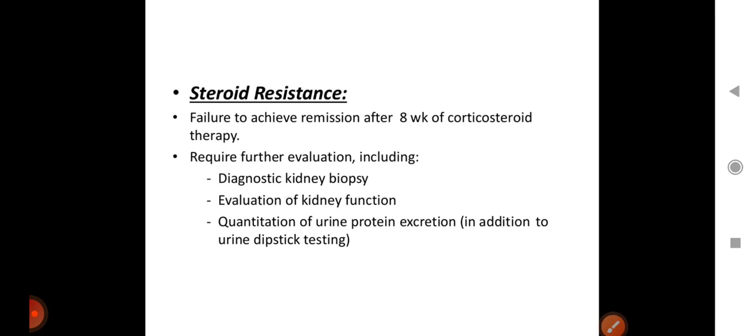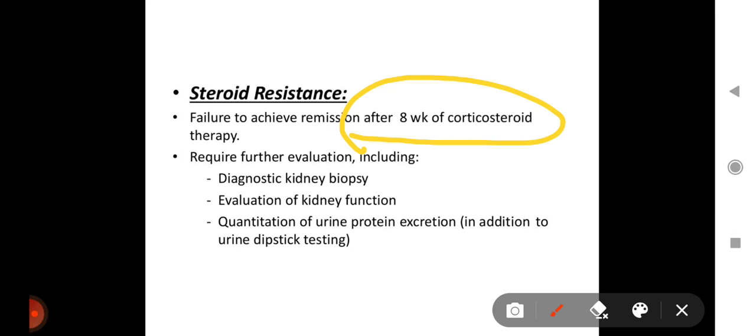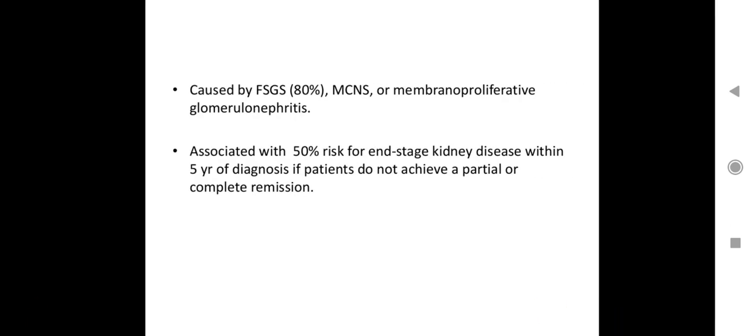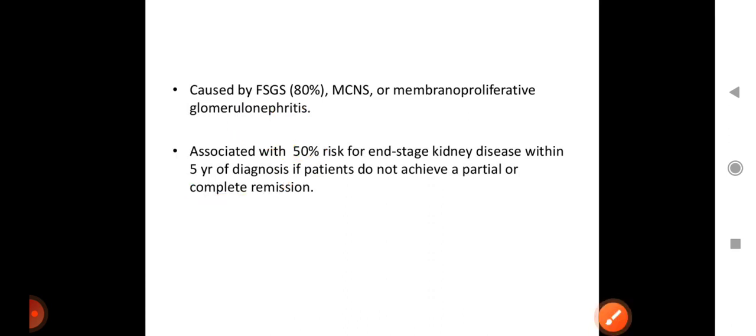For steroid resistant cases, there is failure to achieve remission after 8 weeks of corticosteroid therapy. If you have given steroid for 8 weeks and there is no remission, then it is tagged as steroid resistance. This requires further evaluation, including diagnostic kidney biopsy, evaluation of kidney function, and quantitation of urine protein excretion. It may be caused by FSGS in 80% of cases or other varieties of nephrotic syndrome, associated with a 50% risk of end-stage kidney disease within 5 years of diagnosis if the patient does not achieve a partial or complete remission. If the patient is not in remission, there are high chances of end-stage kidney disease within 5 years of diagnosis.